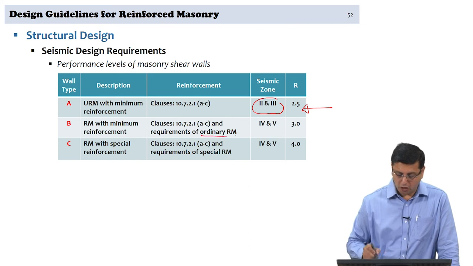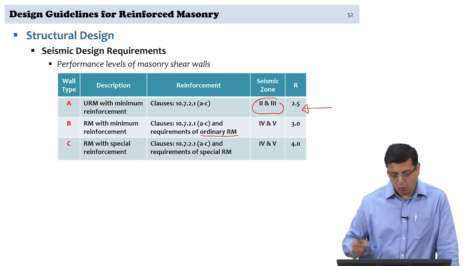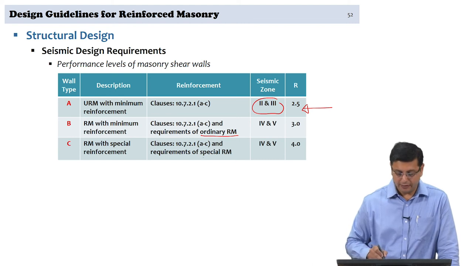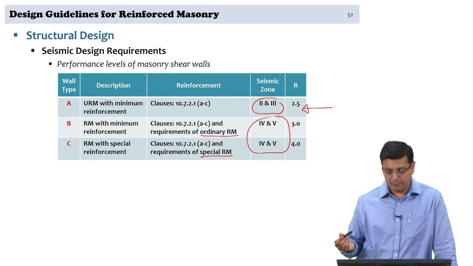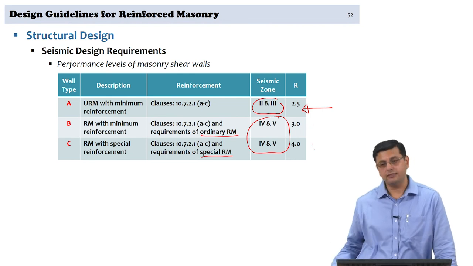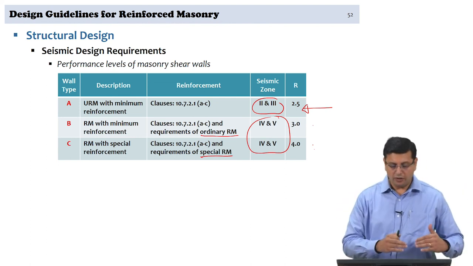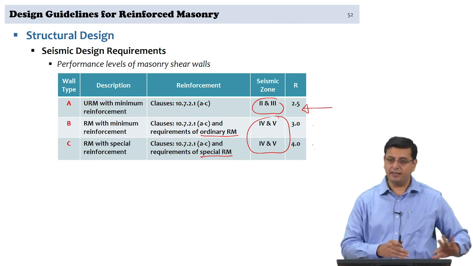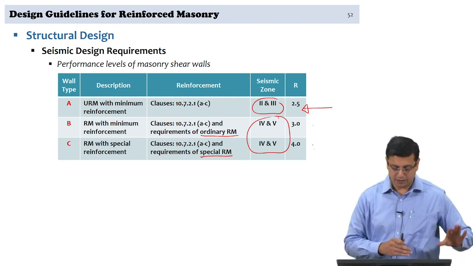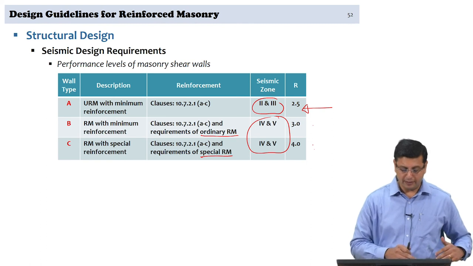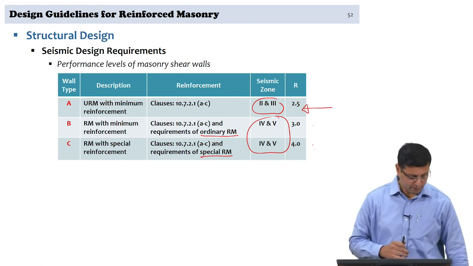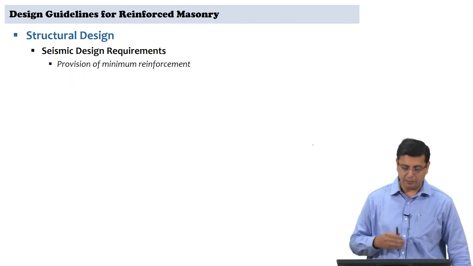Type B is referred to as an ordinary reinforced masonry. Type C, with more minimum requirements of steel, becomes a special reinforced masonry category, with both these categories being applicable to zones 4 and 5 with R factor 3 and R factor 4. So, what are we talking of in terms of this minimum requirement? When we say reinforced masonry, it is the reinforced masonry design prescriptions as in the National Building Code for type B and type C, whereas for type A go back to IS 1905. And the minimum steel requirement is as prescribed.